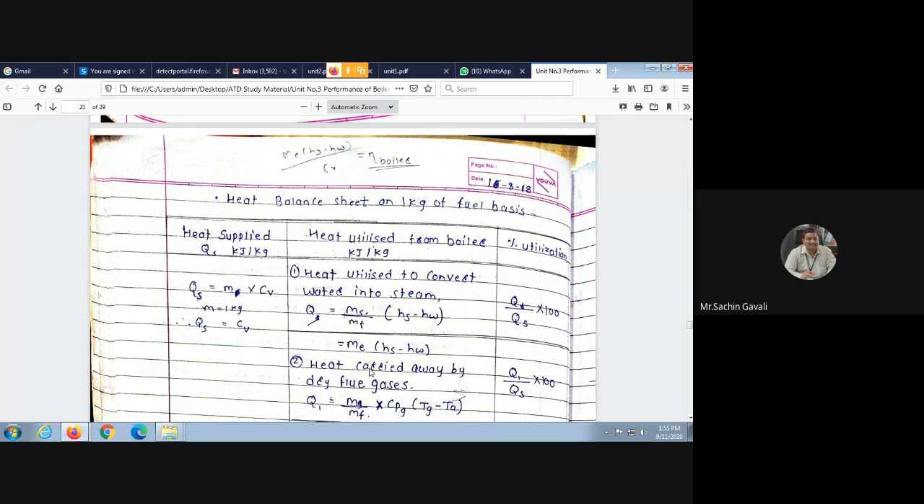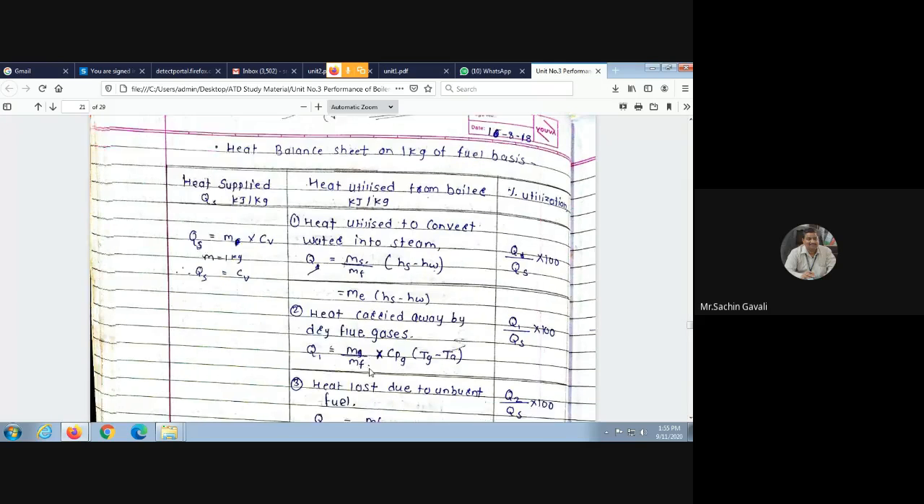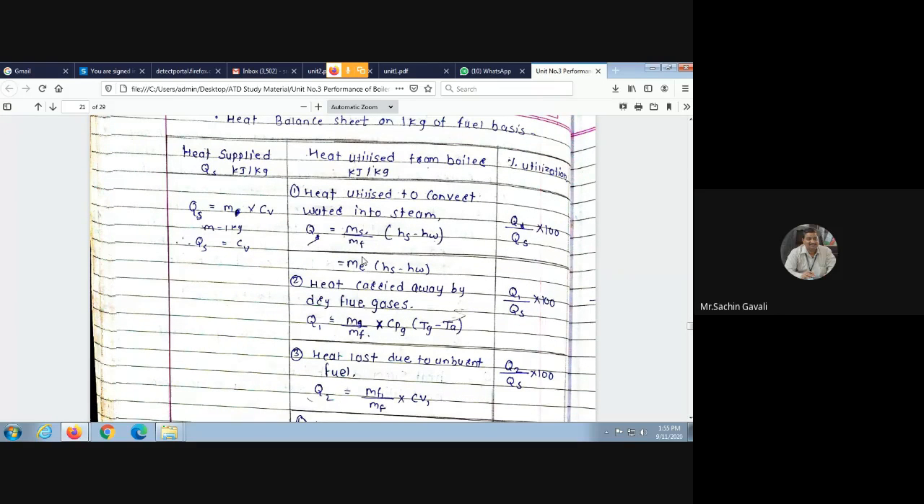Here ms upon mf we can also write as a ms. I think we have written this in your notebook. Everybody written this? First utilization, first row, I think we have completed. Yes, sir. Okay. Then second, is that written? No, second not written.